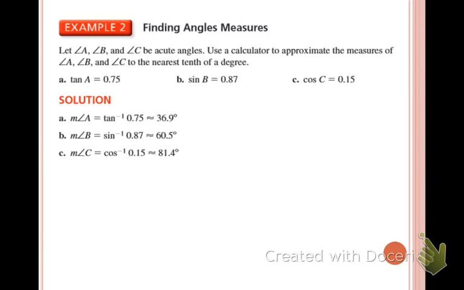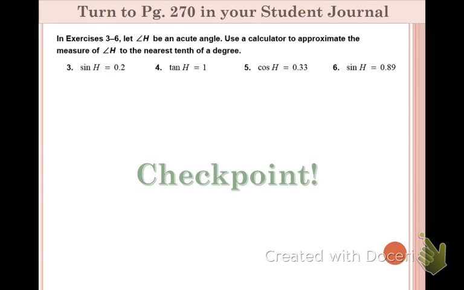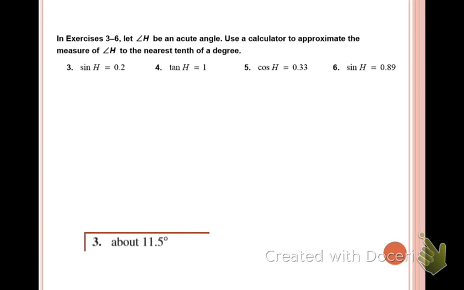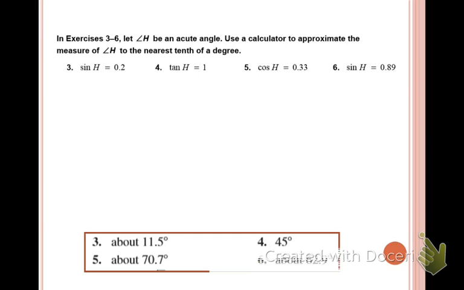Are there any questions on how to do this before you do it by yourself? Okay. You're going to do this in your student journal. It's called a checkpoint because you're doing it and I'm not. Go. So 11.5 degrees. Number 4, 45 degrees. Number 5, 70.7 degrees. And then number 6, 62.9 degrees. All right, so all you're doing is hitting shift and then sine, cosine, or tangent. Questions about this?